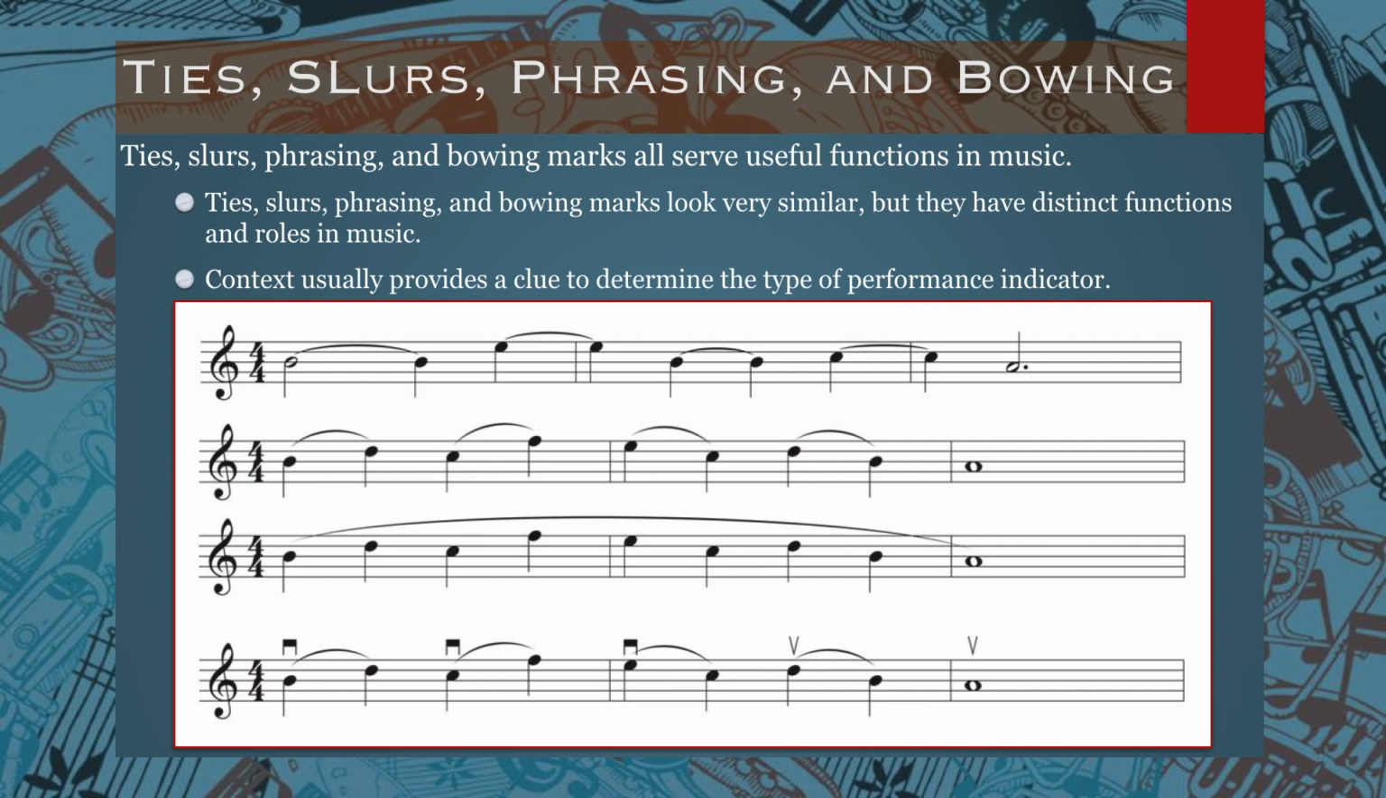So slurs are normally not used for an entire phrase, and a phrase is basically a melody. They're generally used for smaller sections within a phrase or a melody. If you look at the third line, what you have there are phrasing marks, and you see how that line extends from the first note all the way to the last note. So that is how you know that the composer is trying to indicate the phrasing.